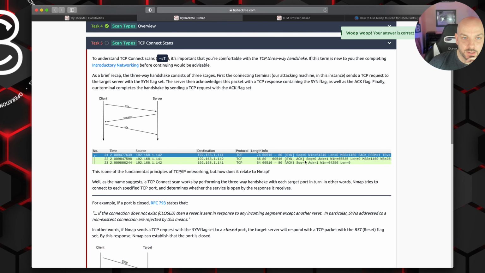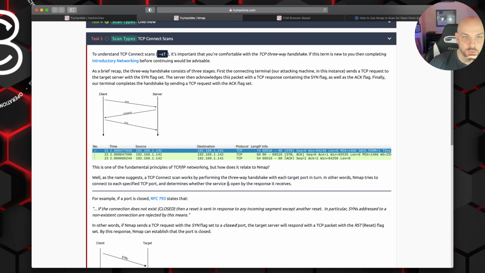And they're kind of breaking down what you would expect to see from a TCP scan. So you're going to get the SYN, the SYN-ACK, and the ACK. So your normal 3-way handshake.